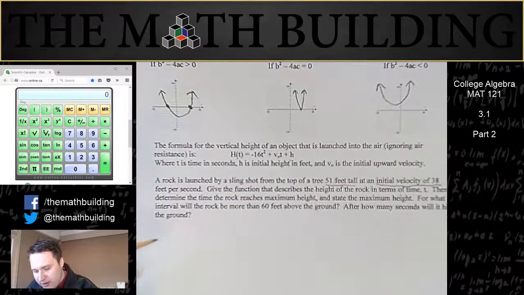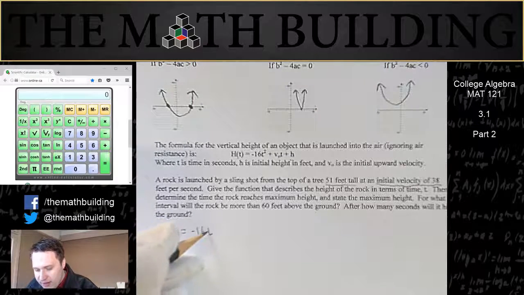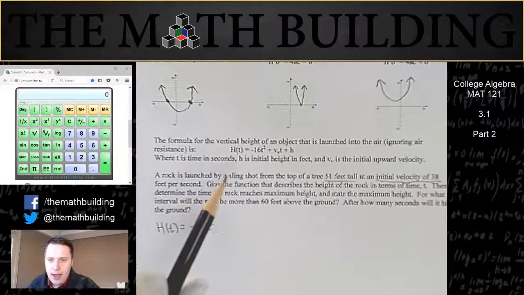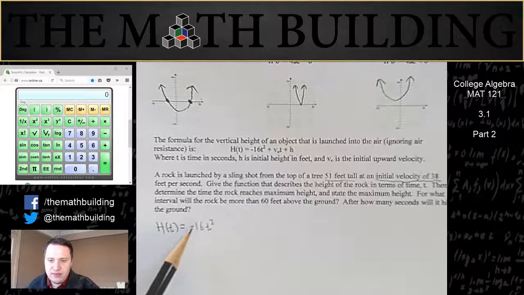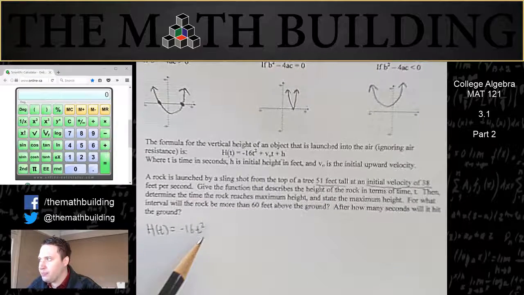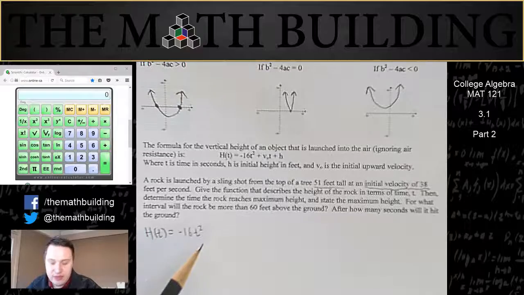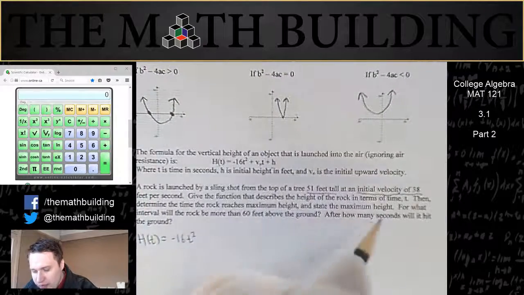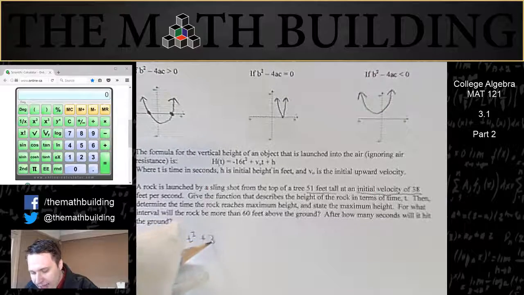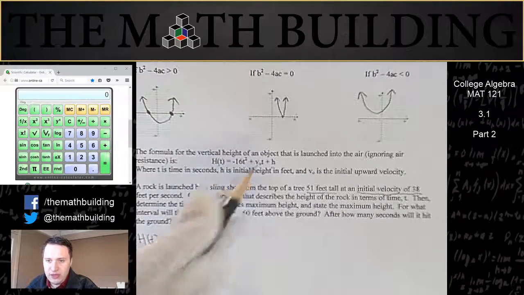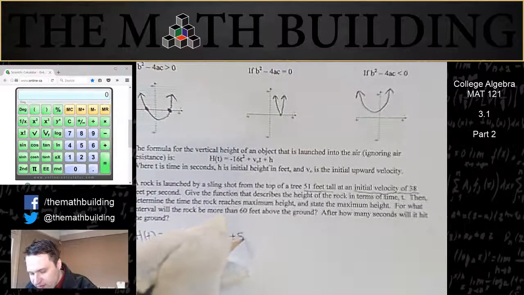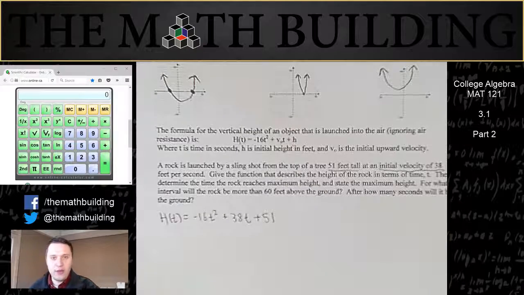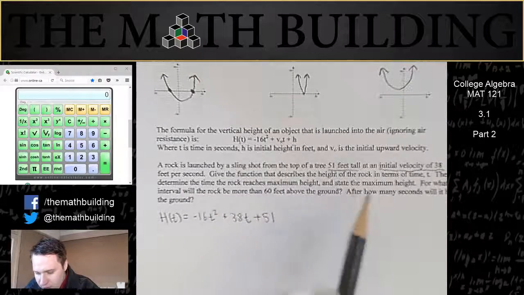So let's do that. That formula is going to be h of t is equal to, this first term is always negative 16t squared because of gravity. By the way, that's if we're doing feet per second. If we're doing meters per second, it's a different number, negative 4.9. Anyway, the initial velocity they tell us is 38, so we add 38t, and our starting height was 51 feet. So with that formula right there, we can plot the entire trajectory of the vertical change of the rock's movement. So there's the equation.